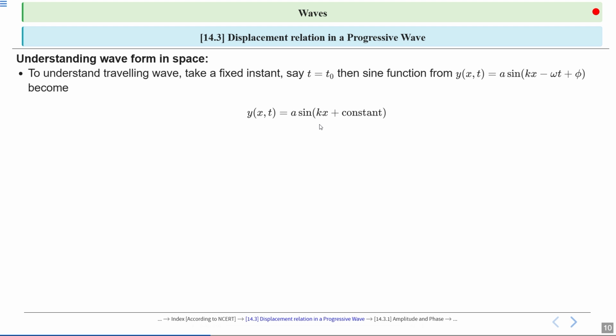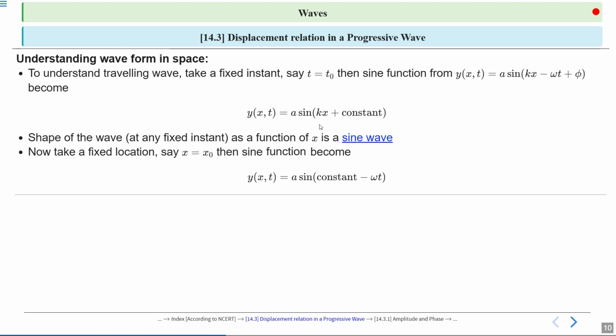Here, small a is the amplitude, which tells us the maximum displacement, and omega is the angular frequency. So at a fixed time, the wave shape depends only on x. At this fixed instant, if we look at how y changes with x, we see that the wave forms a sine wave along the x-axis. This means the shape of the wave in space at any given moment is a repeating pattern of peaks and troughs.